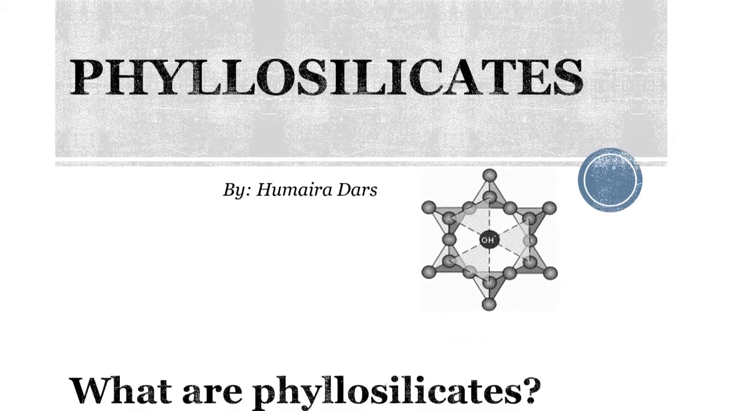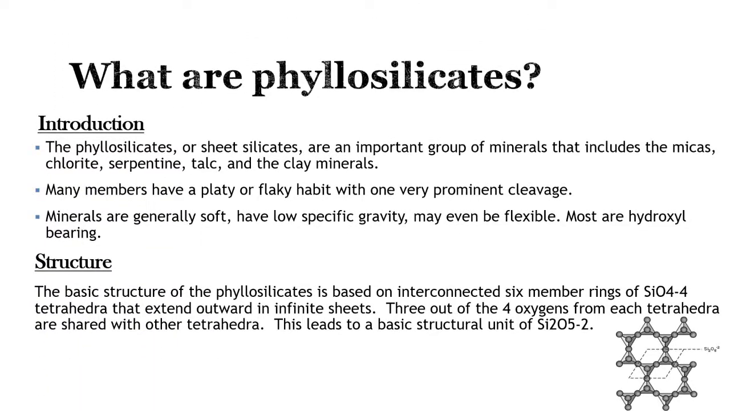Okay, so phyllosilicates. Let's start with this. Phyllosilicates are, as I told you earlier, also known as sheet silicates. These are a very important group of minerals that includes the micas, chlorites, serpentine, talc, and the clay minerals. Many members have a platy or flaky habit with one very prominent cleavage.